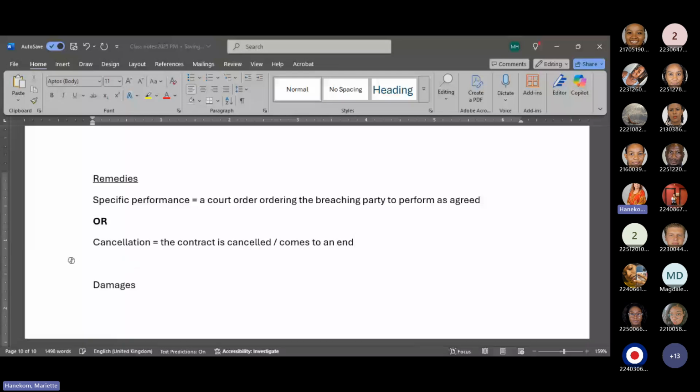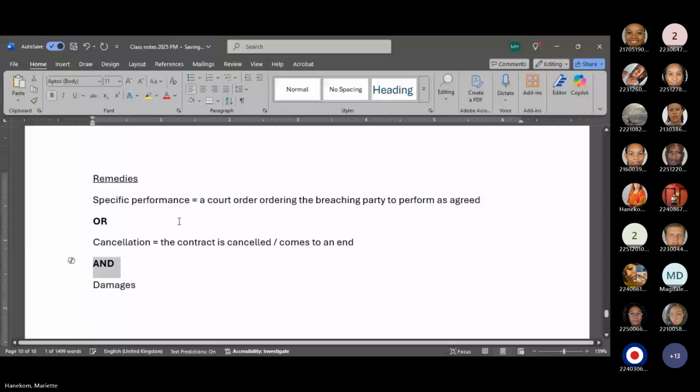With regard to damages, however, damages is always available. So whether the court ordered specific performance or whether the court ordered cancellation, in addition to that, the innocent party can claim damages, monetary compensation. So whether it was specific performance or cancellation, you will always potentially have a claim to damages. We'll talk about that in a little bit more detail shortly.